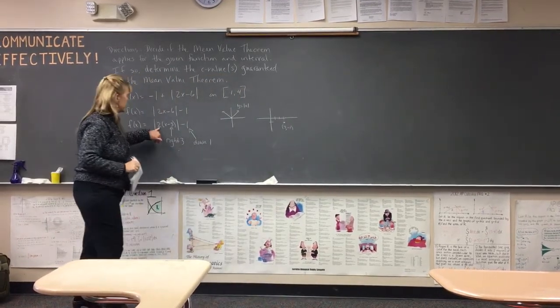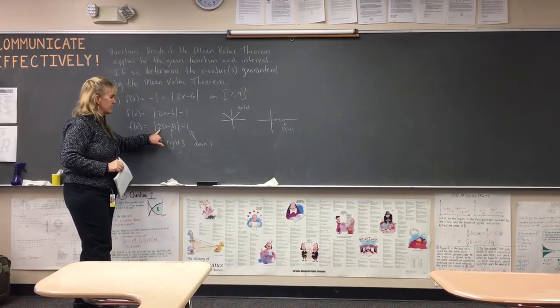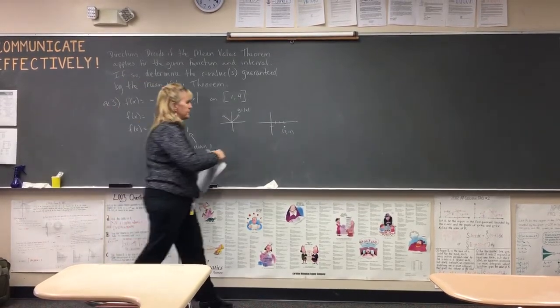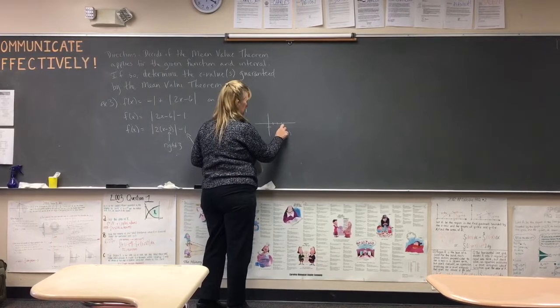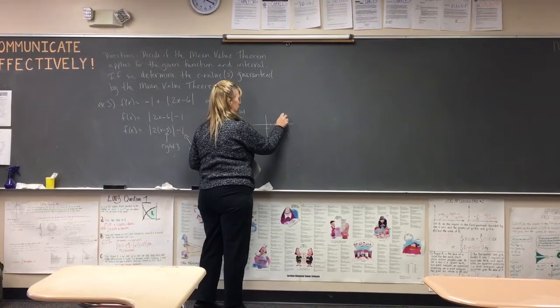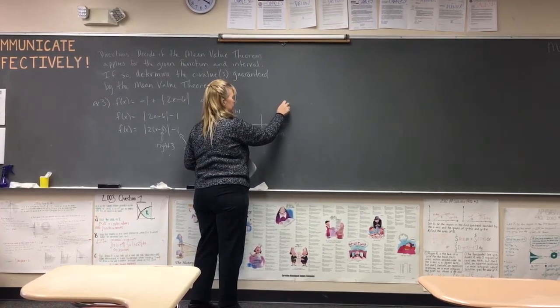It also tells me with this 2 right here that from the vertex I need to go up 2, right 1, up 2, right 1. So I'm going to go up 2, right 1, up 2, right 1, up 2, right 1.